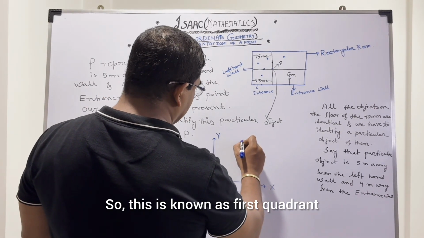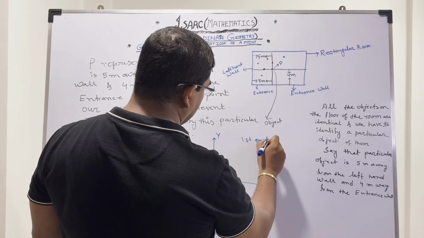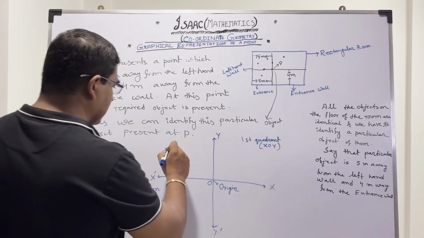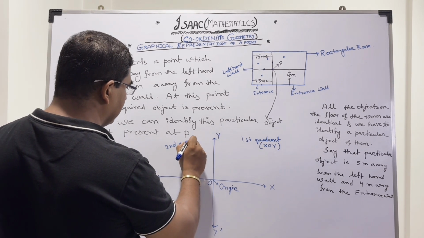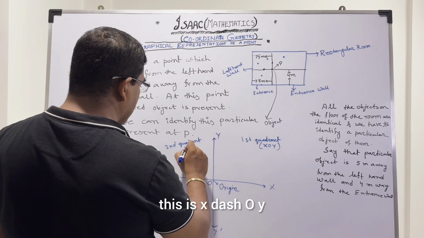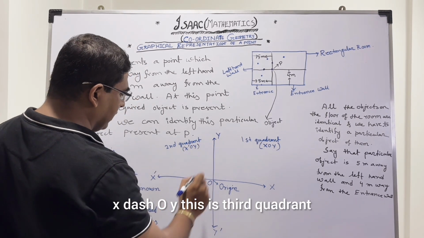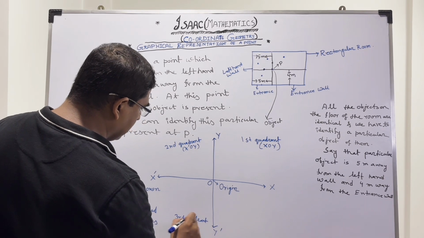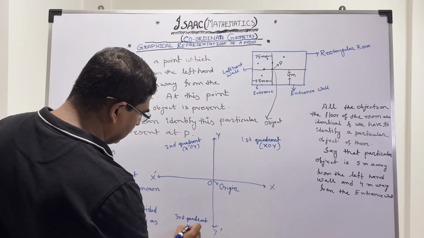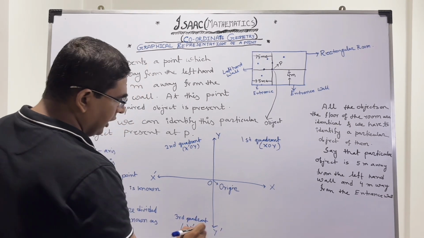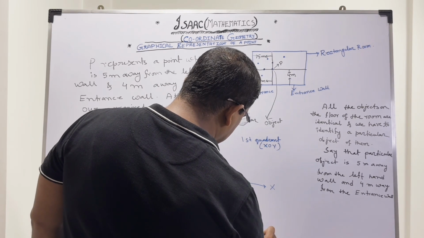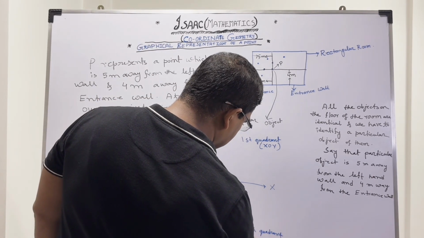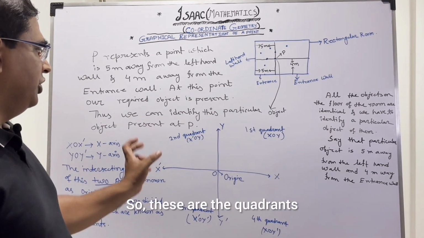So this is known as first quadrant. This is x o y. This is second quadrant. This is x dash o y. This is third quadrant. This is x dash o y dash. This is fourth quadrant. This is x o y dash. Okay, so these are the quadrants.